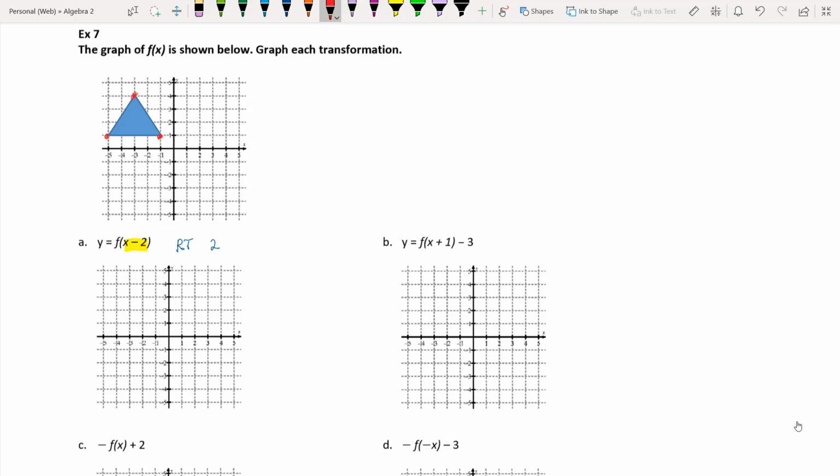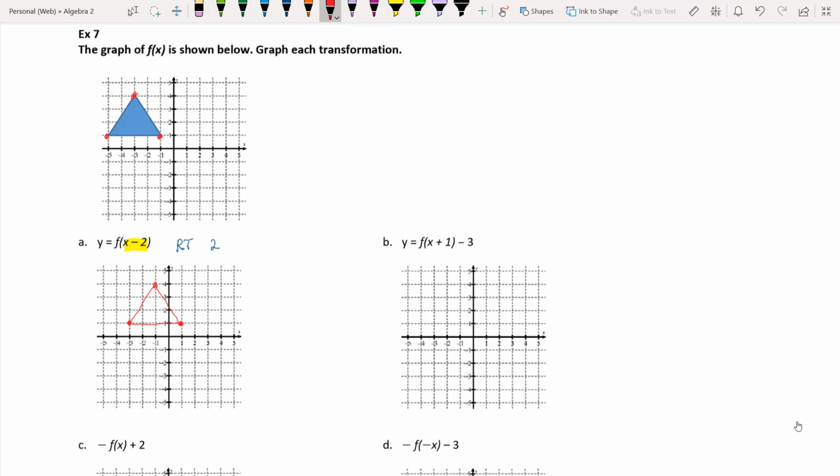I'm going to shift those 3 points to the right 2. If I shift the one on the right side to the right 2, it ends up at 1, 1. If I shift the one on the left, it ends up at negative 3, 1. If I shift the one in the middle, it ends up at 1, 4. There's my new triangle, shifted to the right 2. Piece of cake, huh?